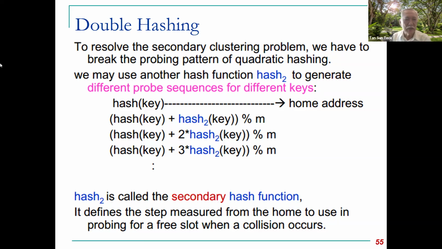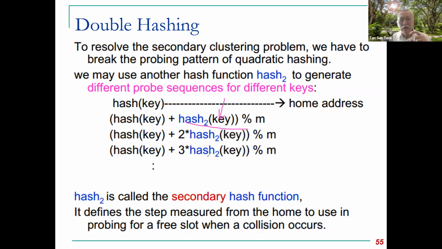Previously, linear probing was the hash key plus 1, plus 2, plus 3, so this is linear. For quadratic probing, you add 1, you add 4, you add 9, 2 squared, 3 squared, and so on. But this becomes a consistent pattern. So what we are supposed to do here is introduce a secondary hash function. The key going into here will give you a different gap that you are supposed to jump.